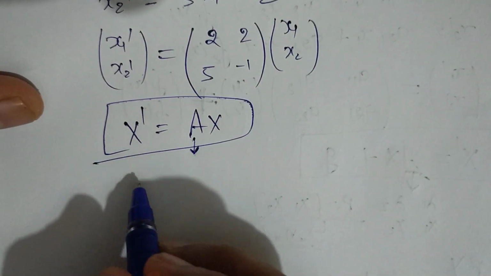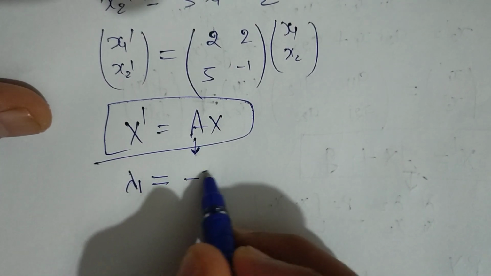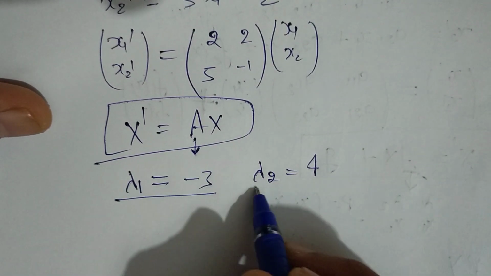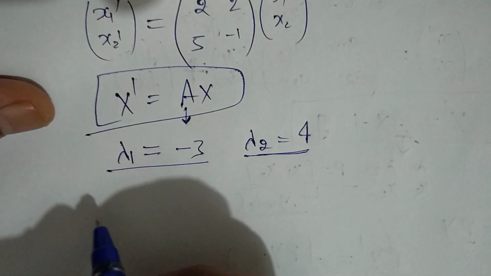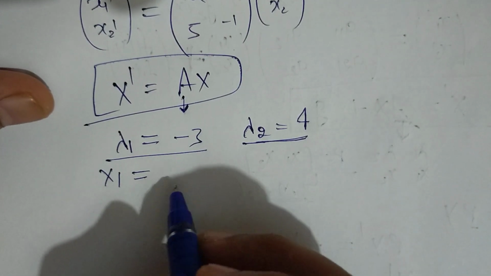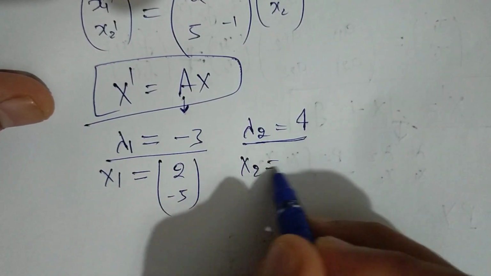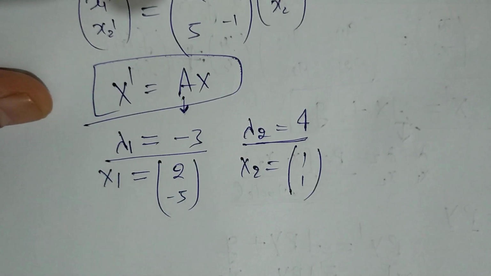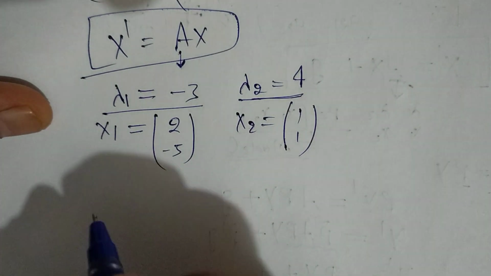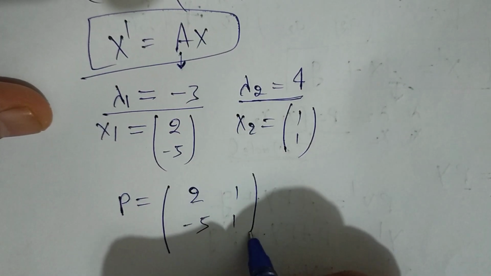For the P matrix we get the eigenvalues lambda 1 equal to -3 and lambda 2 equal to 4. I am not finding the eigenvectors here; you can refer to the previous videos on how to find them. And x1 equal to (2, -5) and x2 equal to (1, 1). So these are the eigenvalues and eigenvectors of the matrix A. So your P matrix will be 2 1, -5 1.